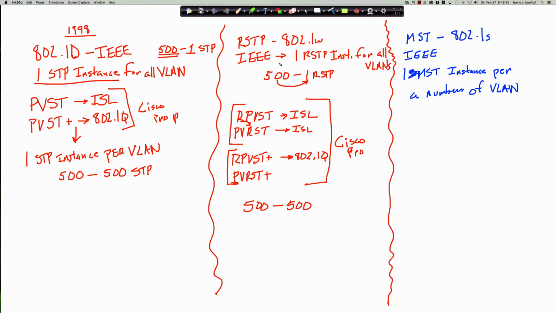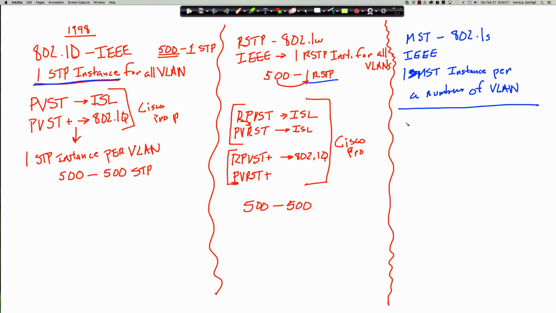So if you look at the standards said it was one spanning tree instance, right, for all VLANs. So it was all or nothing. Every VLAN followed the same topology, whatever that topology worked out to. And then you had Cisco that said, no, no, no, we want to have a spanning tree protocol instance for every single VLAN that gets created, so that you can manipulate all 500 VLANs by their own mutually exclusive spanning tree protocol instance.